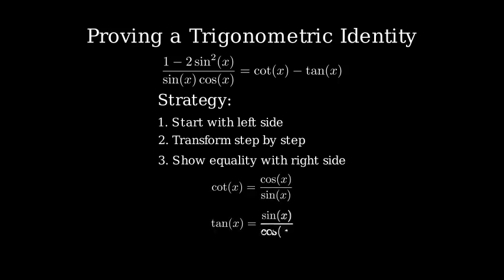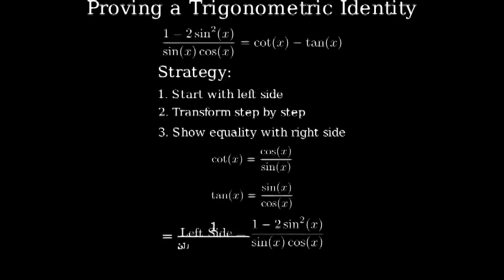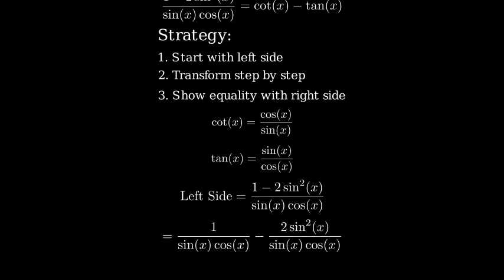First, let's recall some key trigonometric relationships we might need. Cotangent x equals cosine x over sine x, and tangent x equals sine x over cosine x. Let's begin with the left side of our equation. We have 1 minus 2 sine squared x all over sine x cosine x. Our first step will be to split this into two fractions.